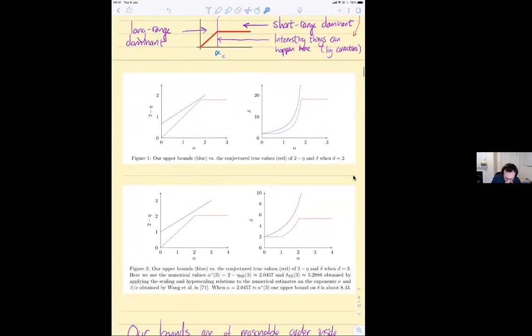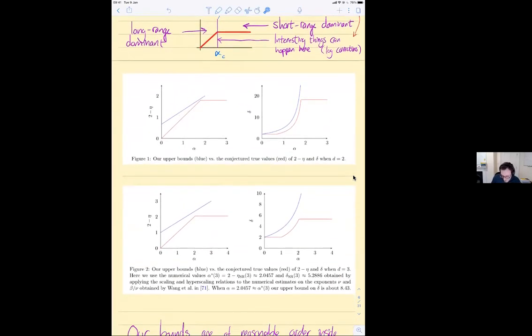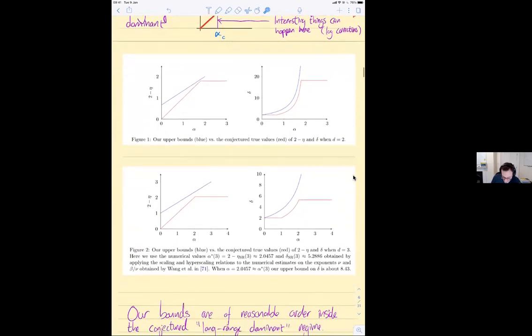Okay. So just to compare the bounds that we obtain to these conjectural true values of the exponents, you can see in this graph for 2 and 3 dimensions. And basically, the upshot is that the exponent bounds we prove are kind of reasonable, but not very close.